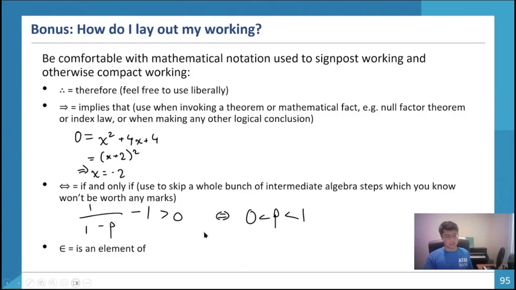And the last thing is just knowing that this means is an element of. So you might see this sign whenever you're talking about the domain of a function or something. It might say x is an element of all real numbers. Just be familiar with that.